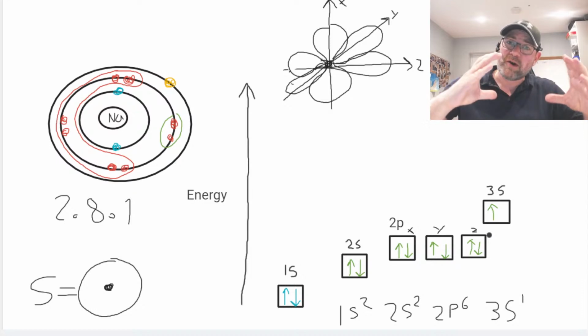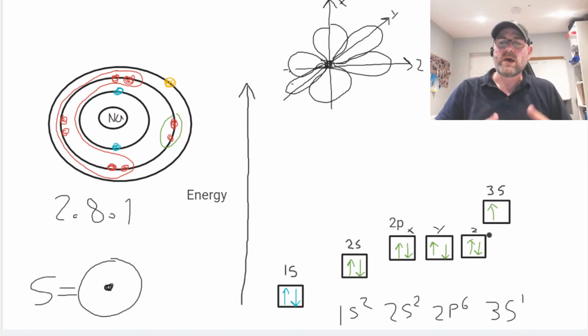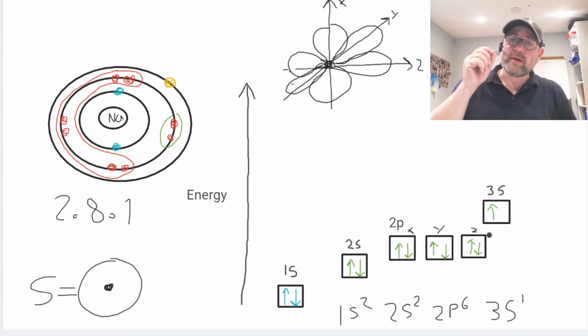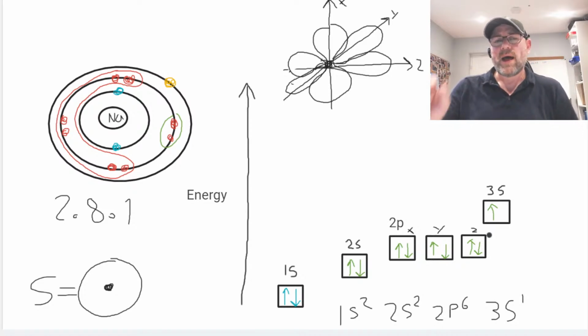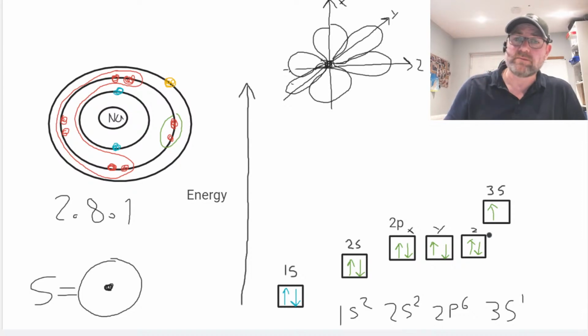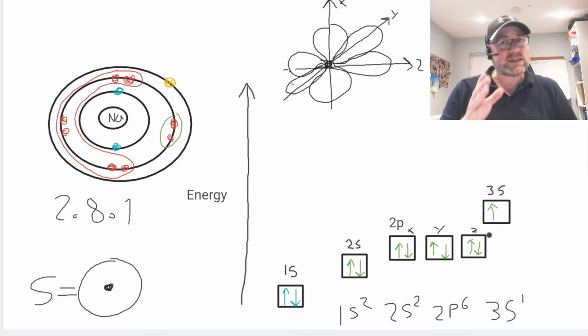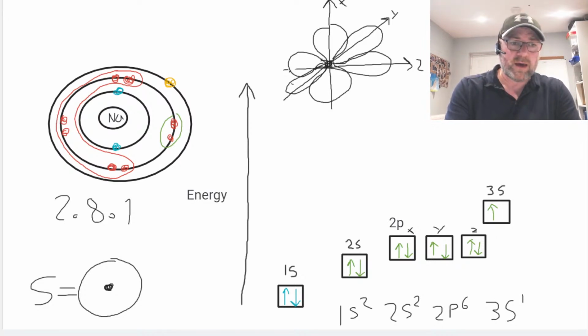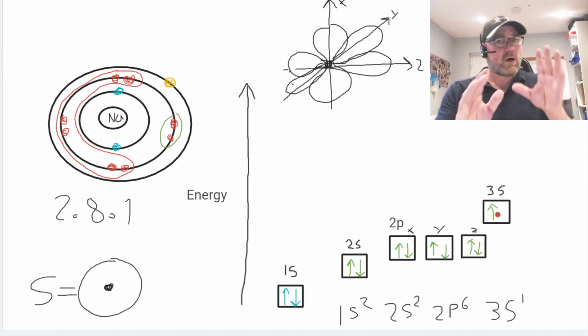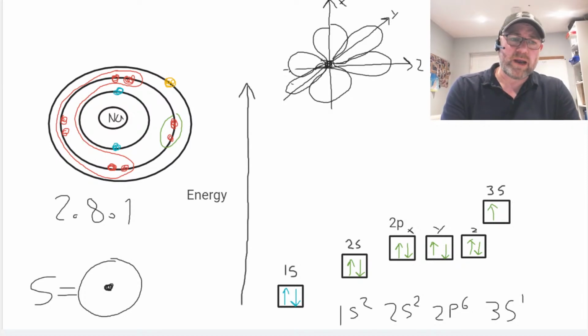Your old shells, your old energy levels, the rings around the nucleus within an atom, those rings or energy levels are divided into subshells, S, P, D, and F, and those subshells are divided into orbitals, these little boxes I've drawn here. And each orbital can hold a maximum of 2 electrons. But as you can see, it doesn't have to have 2 electrons. If there aren't enough to fill one, as we can see with the 3s orbital over here, it'll only hold 1.